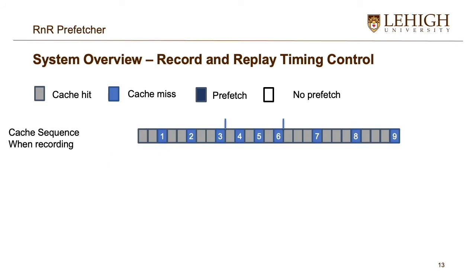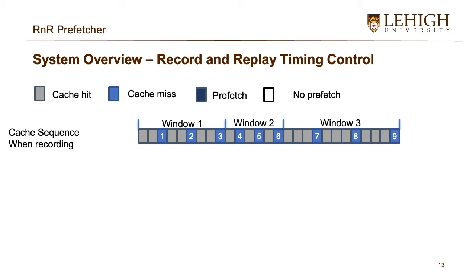The key to timing control is to control the progress of prefetching relative to the progress of the application. The proposed prefetcher uses the length of cache accesses to approximate the progress of the application execution. This time control does not need to be precise. Therefore, a timing window is used as the observation granularity.